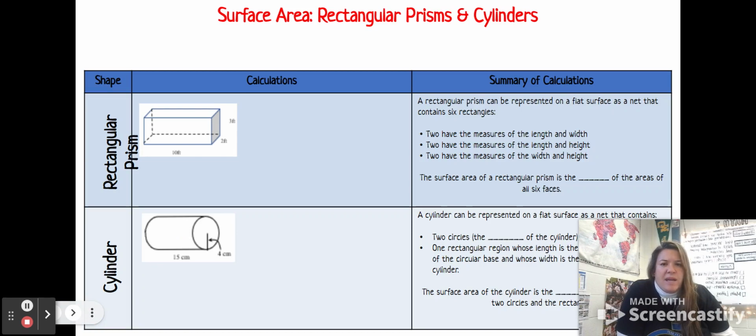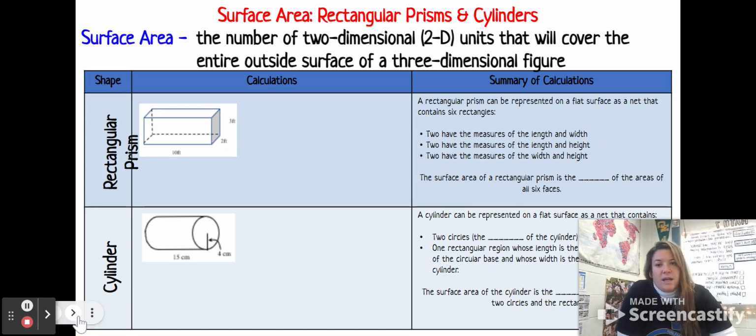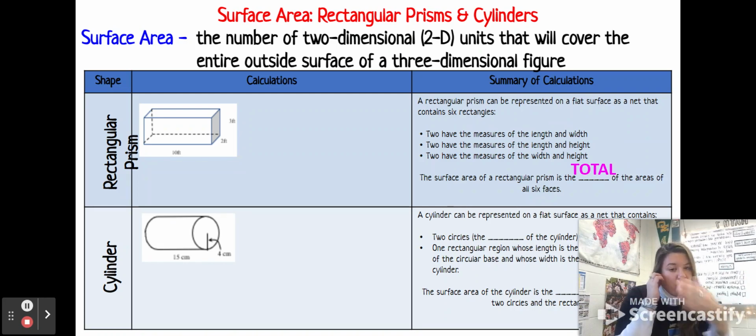So find page, this should be maybe 22 in your notebooks. And we're going to look at surface area formulas for rectangular prism and cylinder. So surface area is the number of two-dimensional units that will cover the entire outside surface of a 3D figure. Looking at the rectangular prism, it can be represented on a flat surface as a net, like the picture I just showed you. Two of the faces, the top and bottom, will be the same. The two sides are the same, and the front and back are the same. So if we add up the total of all six faces, that gives us surface area.